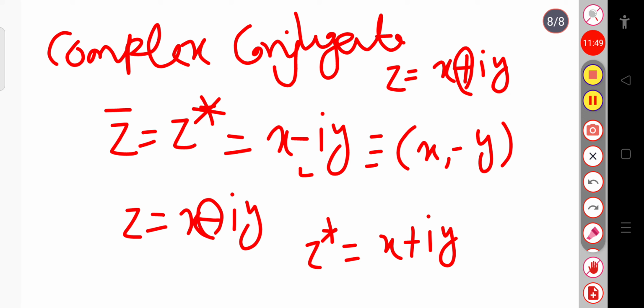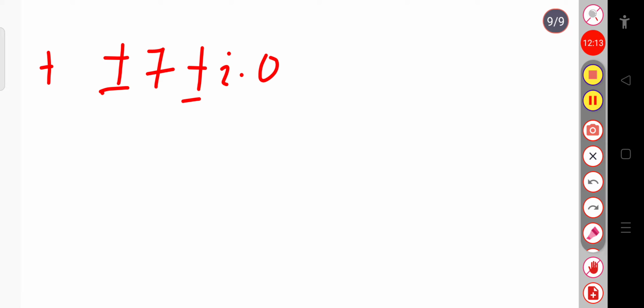Always remember that every real number and every purely imaginary number is a complex number. Why? Suppose I am writing plus or minus 7. This is a real number, so you can write it as plus or minus 7 plus iota into 0, because 0 into something is 0. So it is in the form of a complex number.